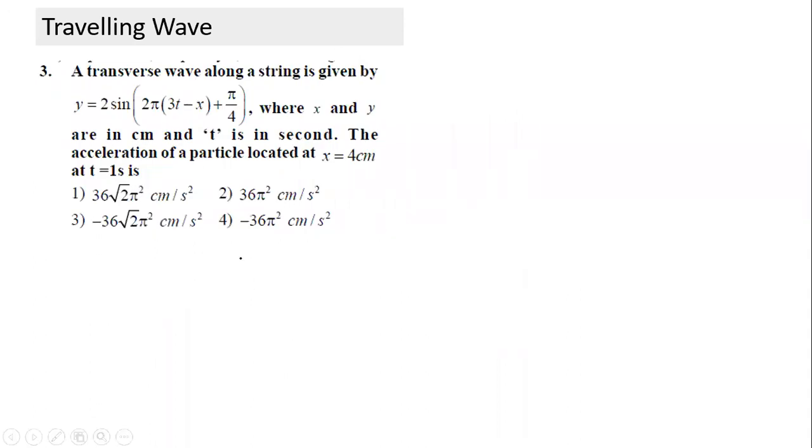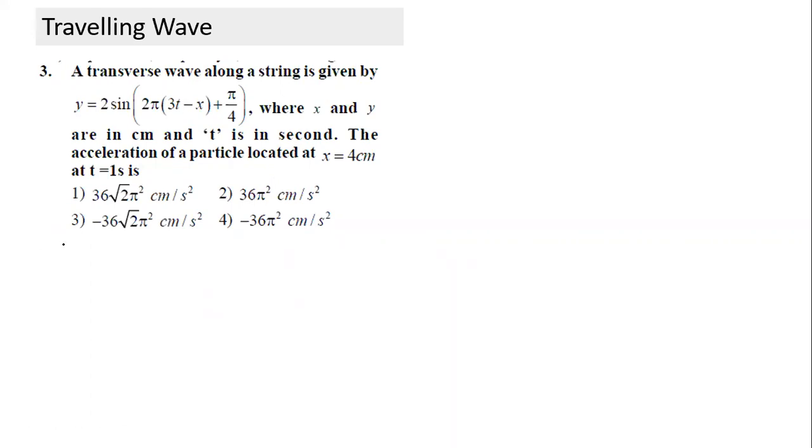Okay, let's do this question. This is also a wave, again a similar function, and x and y are in centimeters. Can we find the acceleration of the particle located at x equal to 4 centimeters, t equal to 1 second? How do you find acceleration?